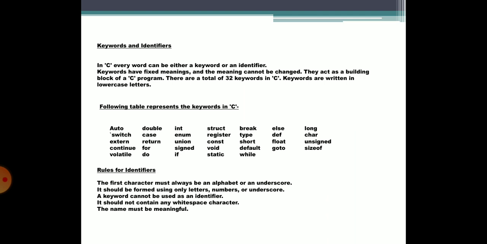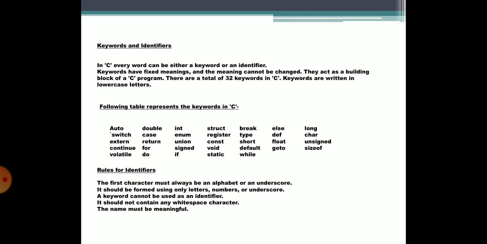Auto, switch, extern, continue, volatile, double, case, return, for, do, int, enum, union, signed, if, struct, register, const, void, static, break, typedef, short, default, while, else, float, goto, long, char, unsigned, sizeof. These are all the keywords used in C, and we cannot use these keywords for any other purpose. The meaning of these words cannot be changed.